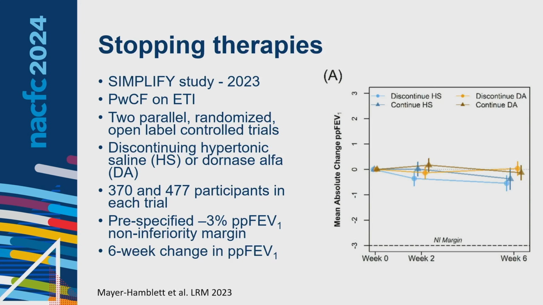So you will have seen the data on the Simplify study, published last year by Nicole Mayer-Hamblett and team in Lancet Respiratory. This was people with CF on ETI. These were two parallel randomized open-label controlled trials, looking at discontinuing hypertonic saline, HS, or Dornase alfa, which is identified as DA. This was 370 and 477 participants in each trial.